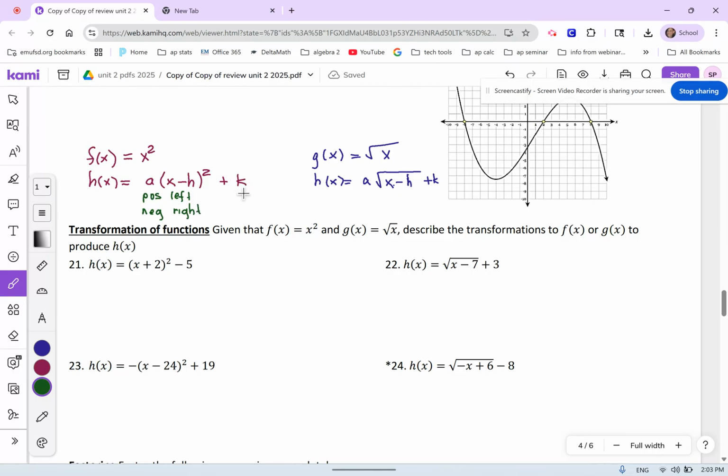Likewise, the k on the outside of it, this represents vertical movement. Let me write horizontal. And over here represents vertical movement. And if it's a positive k, if this is a positive value, you're going up, and negative you're going down.